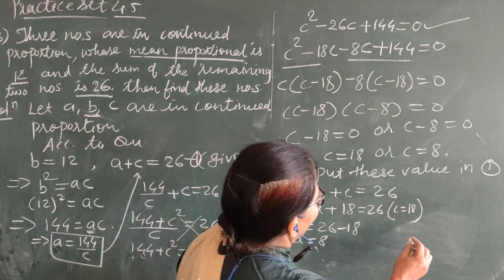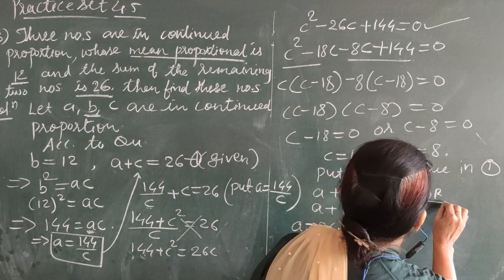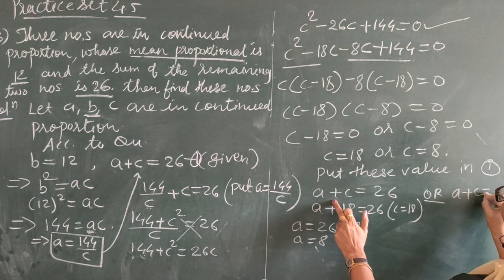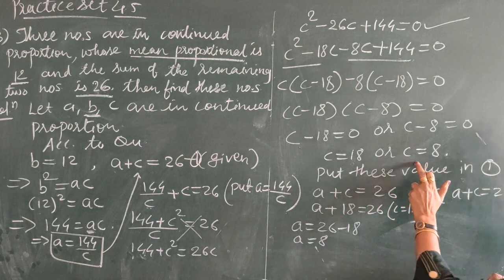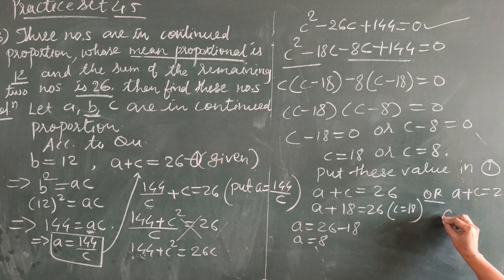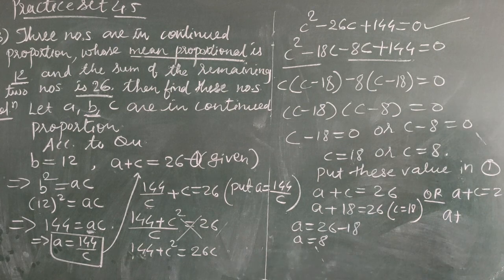And now, let's put the other value in A plus C is equal to 26. Now you have the second value for C, which is 8. So let's put it here. A plus C. What is C? We see, is it visible or not?